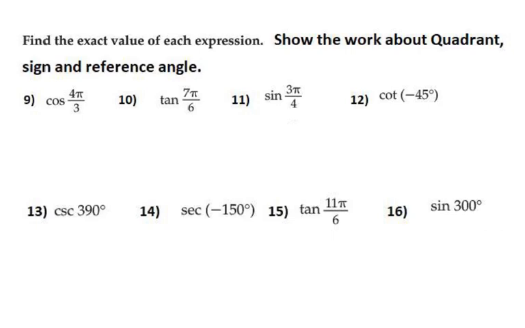For number 11, 3 pi over 4, that's a second quadrant. And sine in second quadrant is a positive. That's how you get the positive sine pi over 4. Pi over 4 is a 45 degrees. That's how you get the square root of 2 over 2.